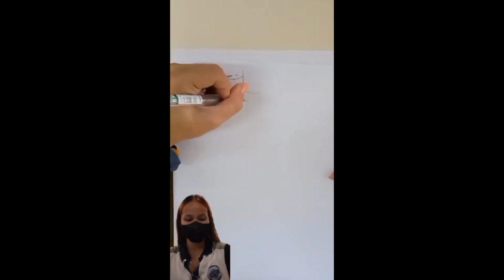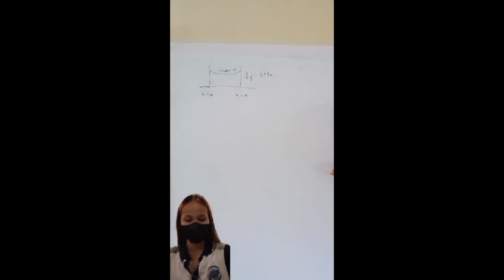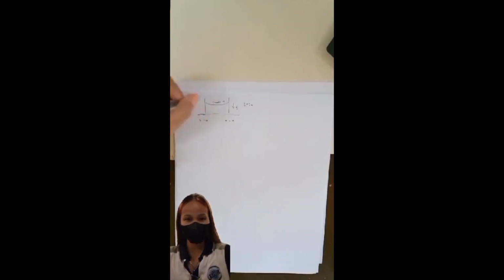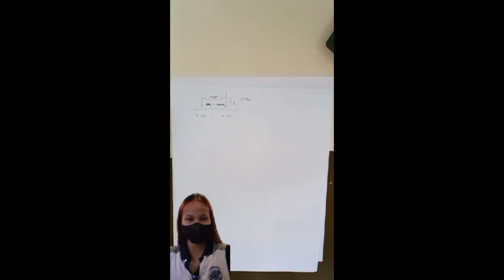Let me describe the problem we are going to solve first. Suppose that I have a string of length L, and I have the ends of the string from x equals negative a to x equals a. In the presence of gravity, suppose also that L is greater than 2a, which means that instead of being flat and horizontal, the string will actually sag downward when gravity is present.